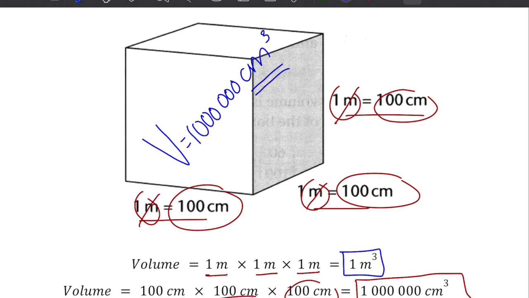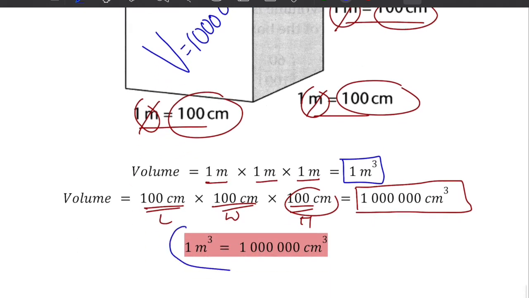Okay, so what this is telling me is that the conversion from meters cubed to centimeters cubed is 1 million. To go from 1 meter cubed to centimeters cubed, I multiply by 1,000,000. And now if I want to go the other way, I divide by 1,000,000 because the number is getting smaller. It's going from 1,000,000 to 1, right? So we say 1,000,000 is the conversion factor.